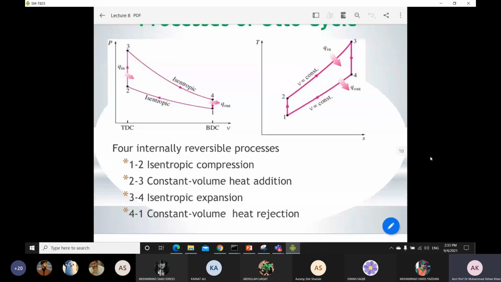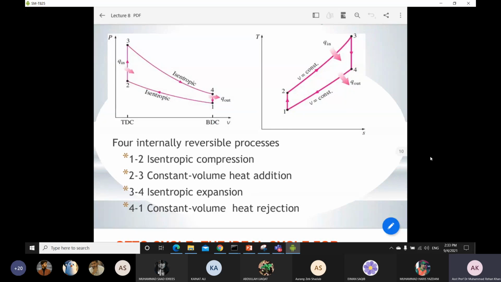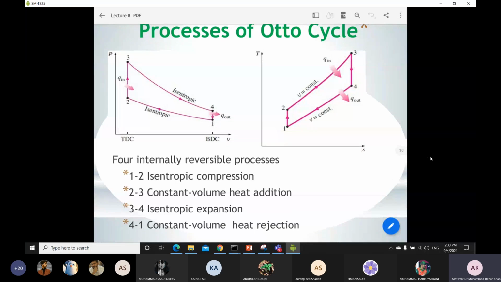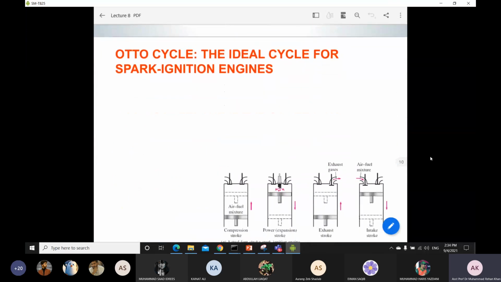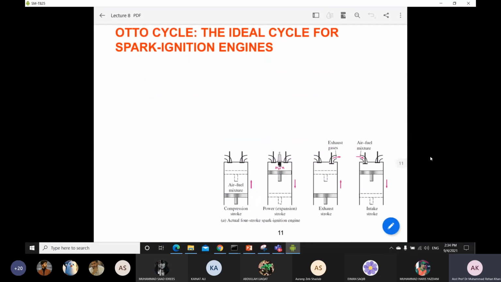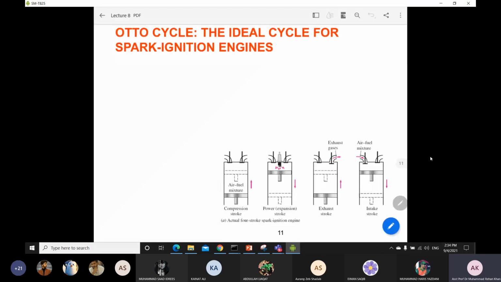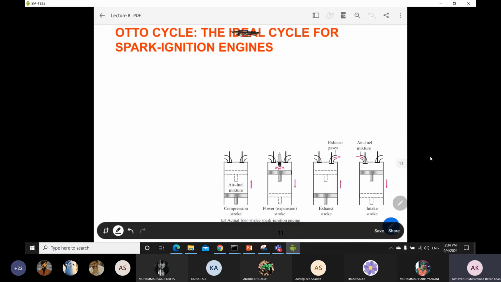Okay, so this is the clear PV and TS diagram which is shown over there. So you will get a clear idea of this. You can also go to your book and see it. Now coming towards the Otto cycle which is the actual one, here you can just delete this one, ideal. So this is the actual cycle.